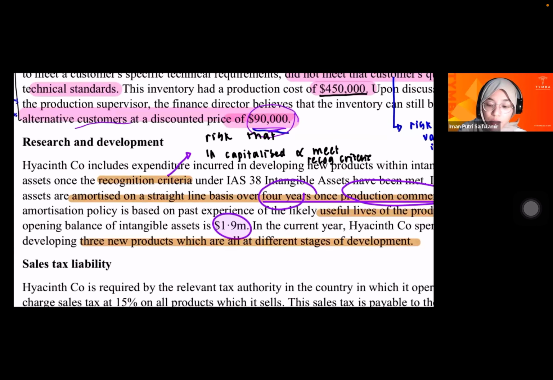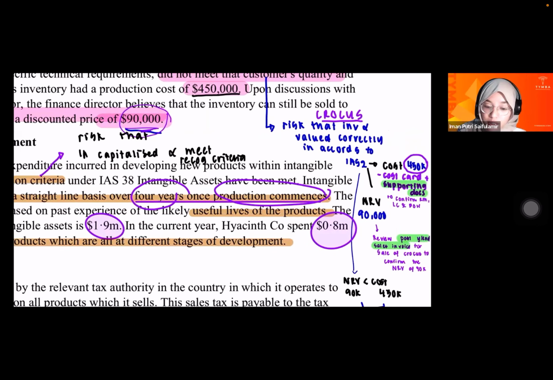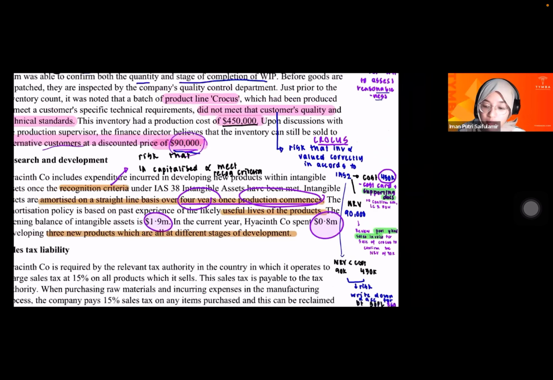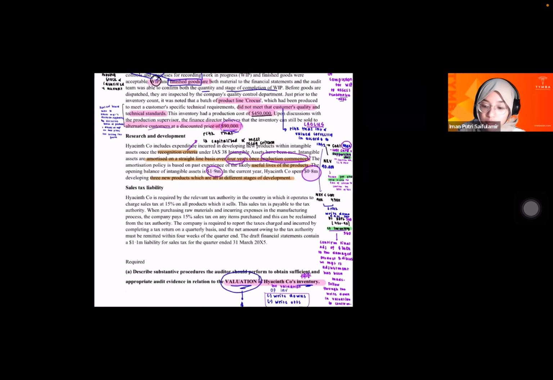Okay, so right now we want to design the audit procedures. What are the audit procedures that we have? Can I erase this? Because it doesn't fit, right? I'm just going to erase this, okay?